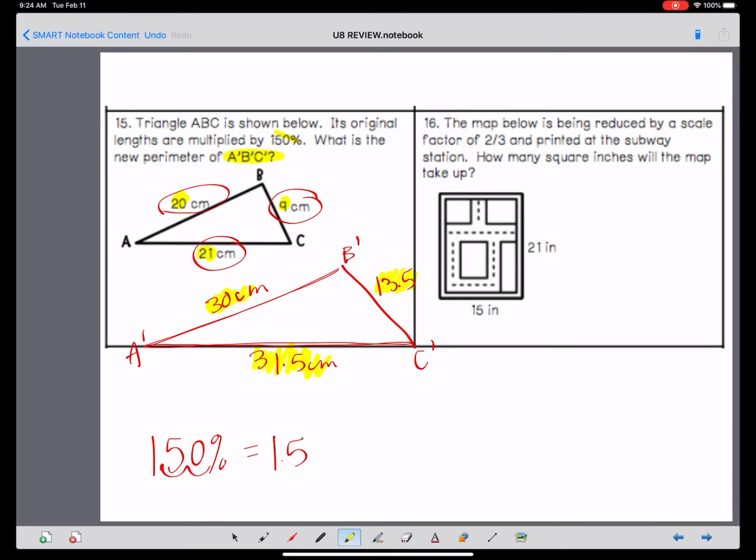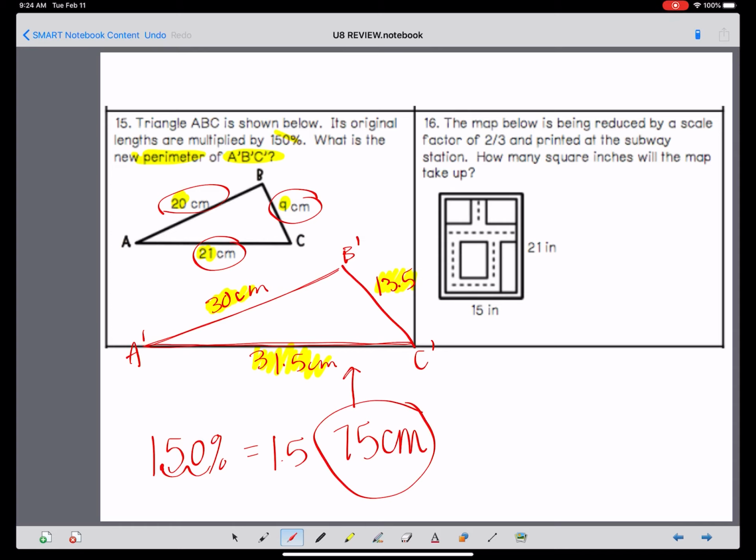But the question is asking us, what's the new perimeter? So that means we have to add up all of these side lengths together. So 30 plus 31.5 plus 13.5 equals 75. 75 centimeters is my new perimeter. And you do not have to square your answer because they are only asking for the perimeter, not the area.